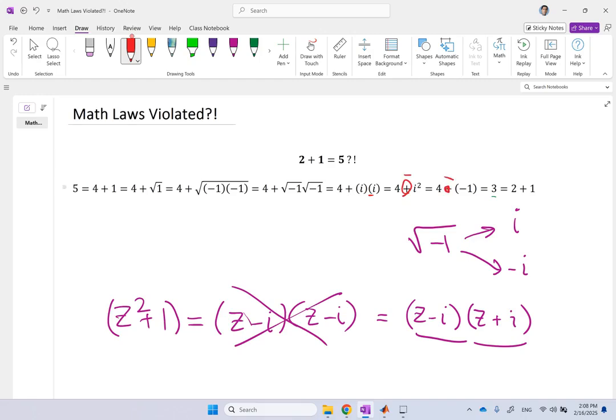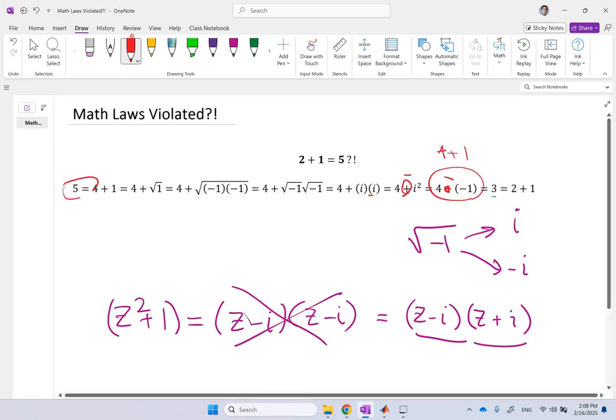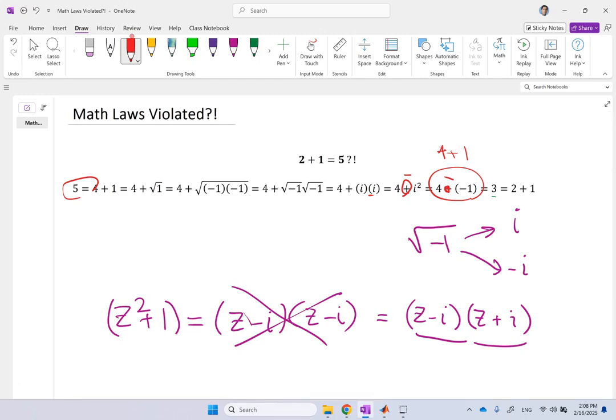Because if you have this polynomial z squared plus 1, how would you decompose it based on complex numbers? Do you write it as z minus i times z minus i? Clearly not. This is not equal to z squared plus 1. You write it as what? You write it as z minus i times z plus i. That is how we get z squared plus 1. So you see, you have to use both of the roots.